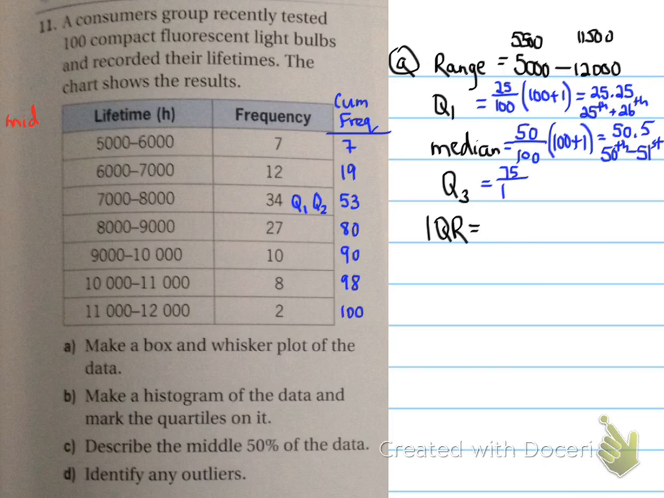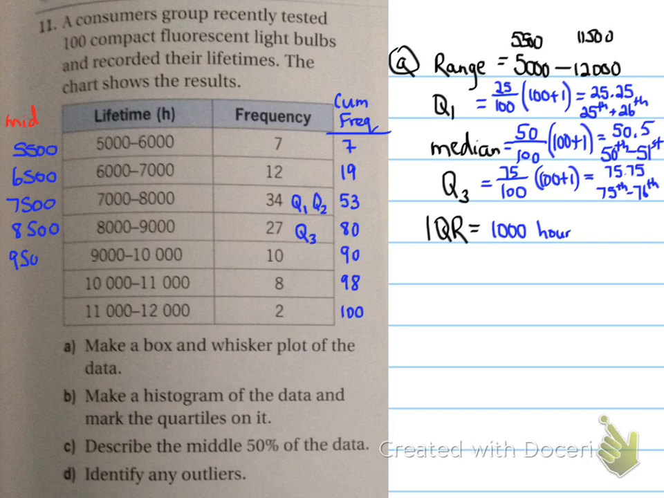And then Q3 is 75 over 100 times 100 plus 1, which is 75.75, between the 75th and 76th position. 75 to 76 is actually found in this value. So 8,500 turns out to be Q3 for us. The interquartile range goes from 7,500 to 8,500, which is 1,000 hours. That is our interquartile range. There's only 1,000 hours between Q1 and Q3.